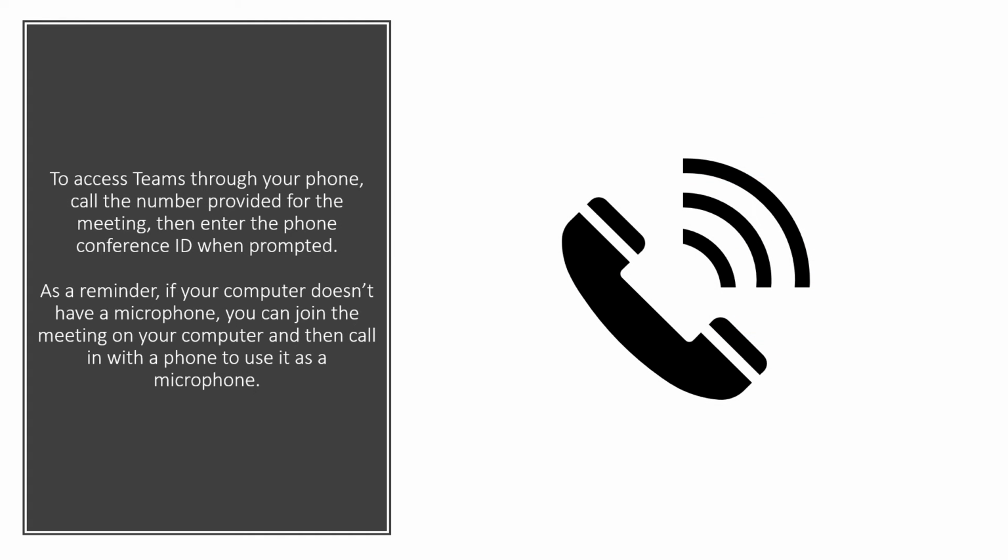To access Teams through your phone, call the number provided for the meeting, then enter the phone conference ID when prompted. As a reminder, if your computer doesn't have a microphone, you can join the meeting on your computer and then call in with a phone to use it as a microphone.